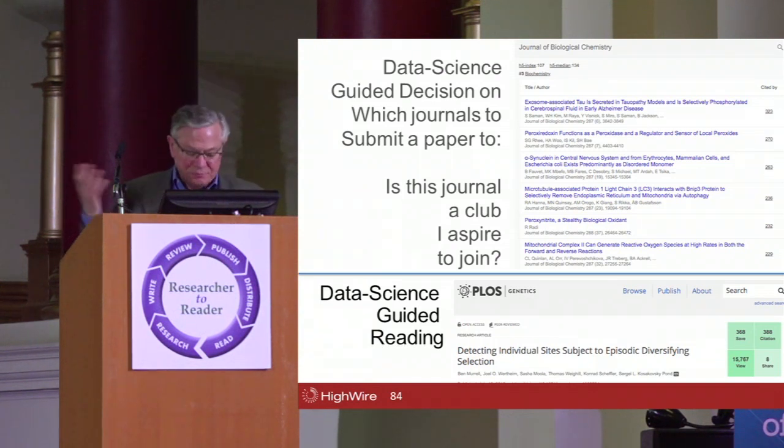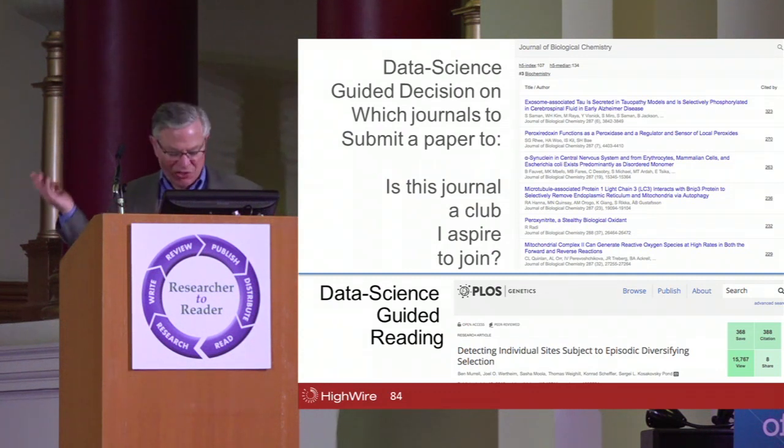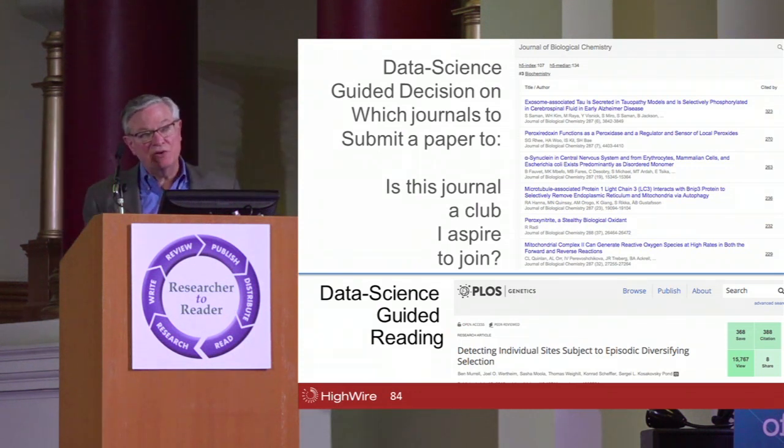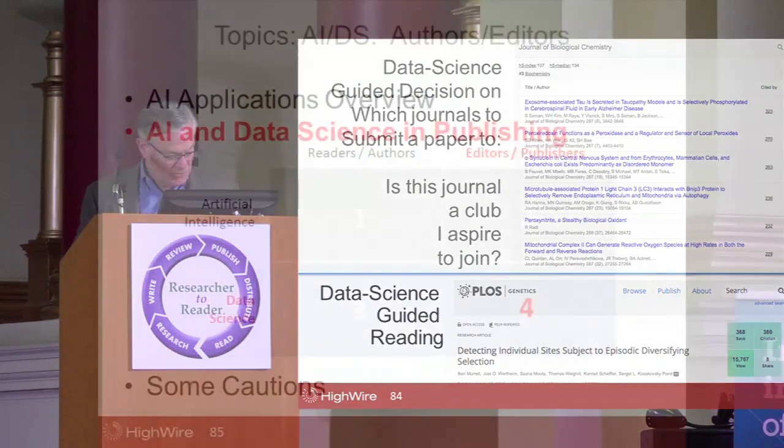At the bottom, data science already helps readers choose which articles to read based on metrics, as shown here in PLOS. You can see the metrics are off on the bottom right. It's pretty standard, and I think PLOS does a beautiful job of highlighting those metrics.